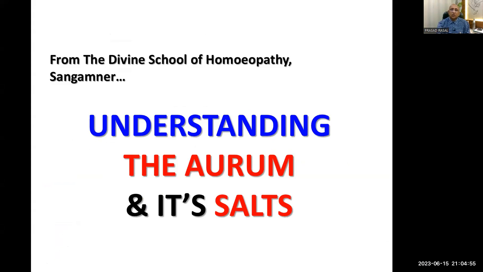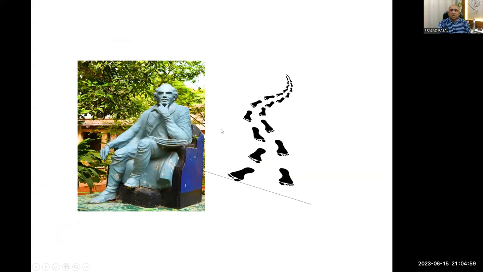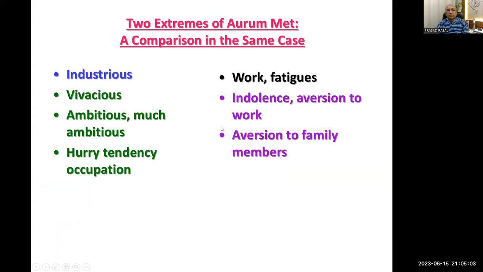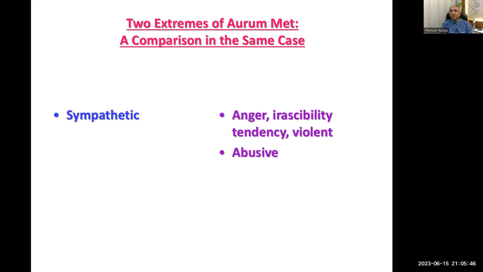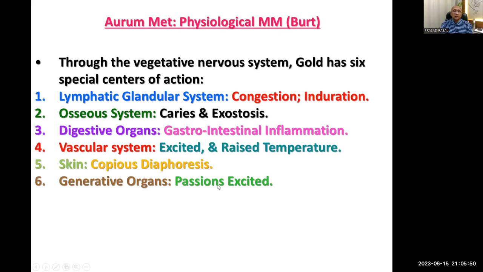We have started understanding Aurum and its salts on the path given by Dr. Samuel Hahnemann. And we have learned two extremes of Aurum. On one side, very industrious, very conscientious, very vivacious, ambitious, with a hurried tendency in work. This is one side of Aurum, and on another side, exactly the opposite state: work fatigue, indolence, aversion to work, aversion to family members. On one side, it is active memory, on another side, total loss of memory, weakness of memory. On one side, Aurum is absolutely cheerful, on another side, if it is the failed side, sadness, suicidal disposition, despair, contemptuous, all those things which you can see in Aurum. One side more sympathetic, another side violent anger, abusive, the opposite side.